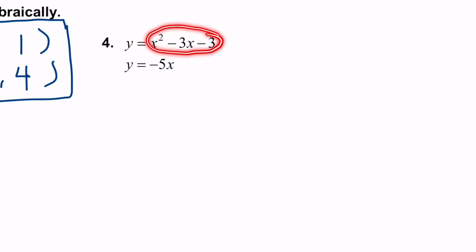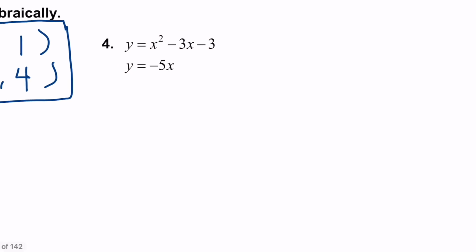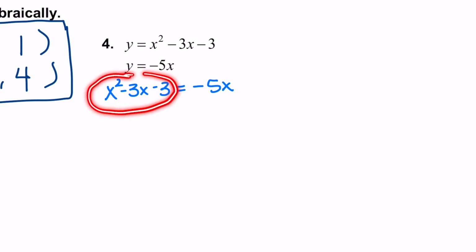We take this piece and substitute it in for the other y value. This is going to give us x squared minus 3x minus 3 equals negative 5x. Notice, instead of putting a y, we put this value here because y is equal to that. We want to set it equal to 0, so we're going to add 5x to both sides of the equal sign.